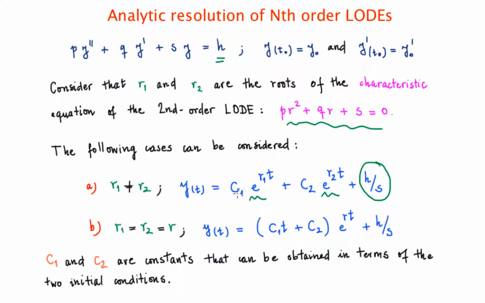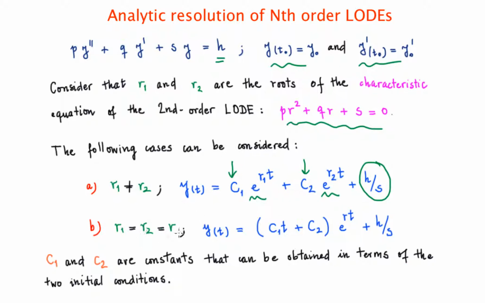And as you can see here, there are two unspecified constants, C1 and C2, in both cases. In order to specify the precise values of these two constants, we need to go to the initial conditions. We have these two initial conditions, so these two constants can be obtained in terms of them.